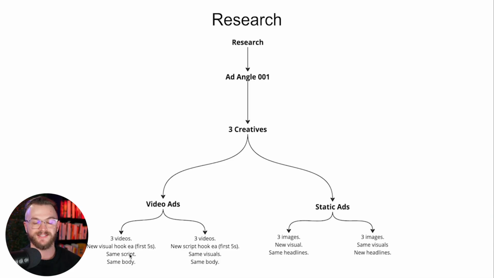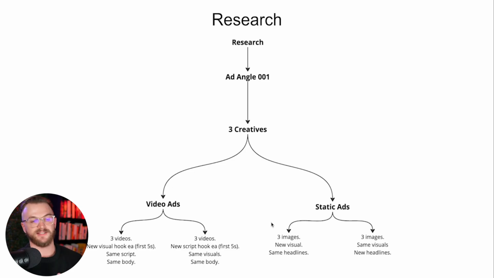Another way that you can split test the same video ad is by using 3 videos with a new script hook, which is new text, new words in the first 5 seconds with the same visual body and the same visuals, right? And so in the first one, it's the exact same content, exact same script, just a new visual. In this one, it's the exact same visuals, exact same body, just a new script at the start. So calling out a new person at the start, or again, new visuals.